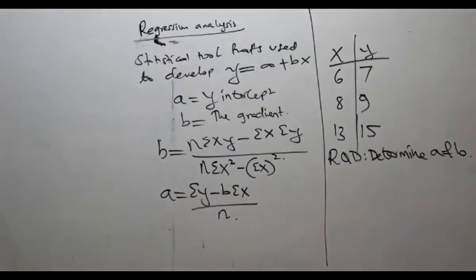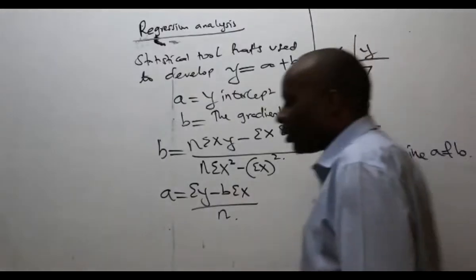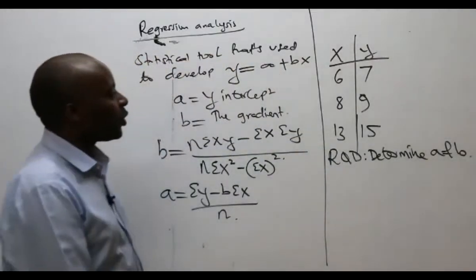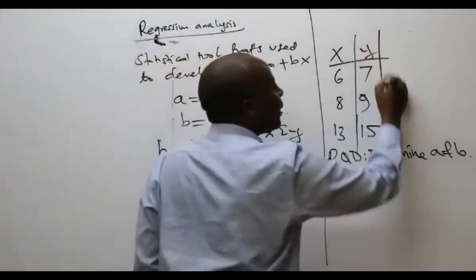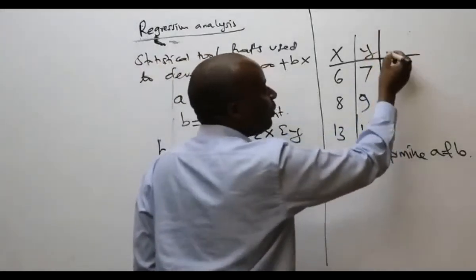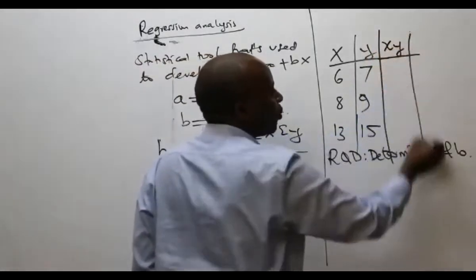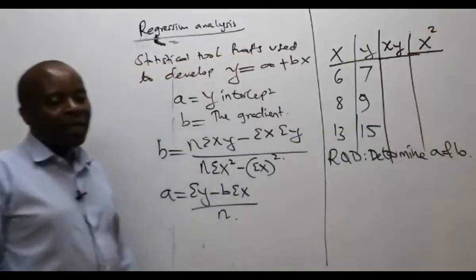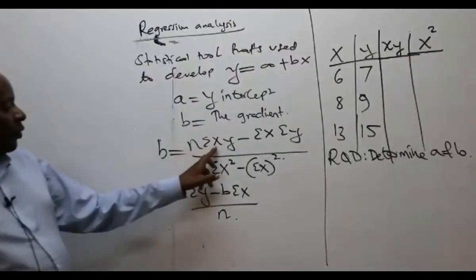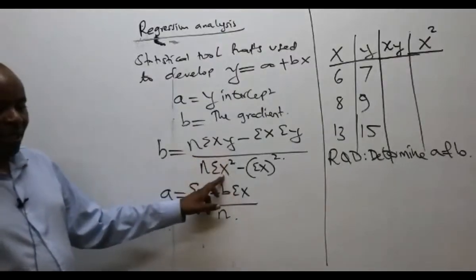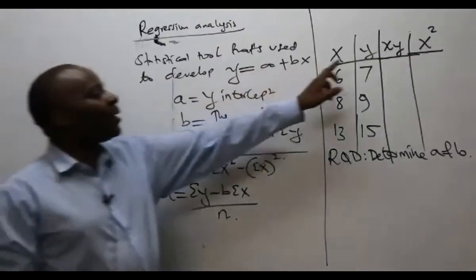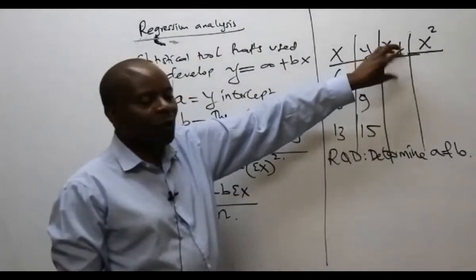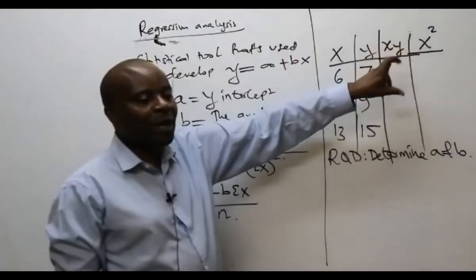So anytime anybody talks of regression analysis, ascertainment of parameters using regression analysis, what you're supposed to do is to create 2 columns. The first column will capture the multiple xy. The second column will capture the multiple x squared. These are the two additional columns that we would need for us to be able to get the regression parameters.